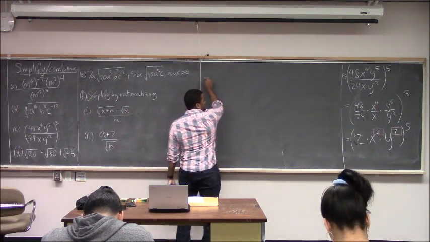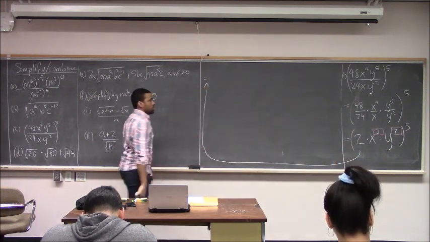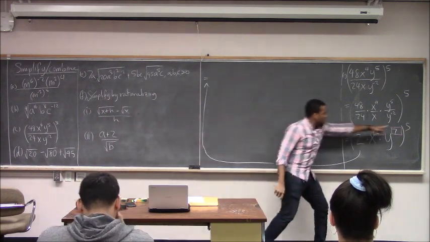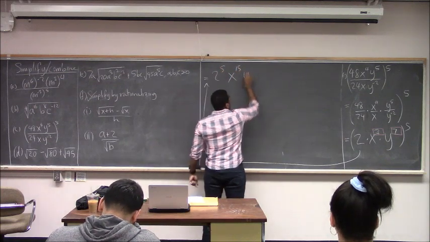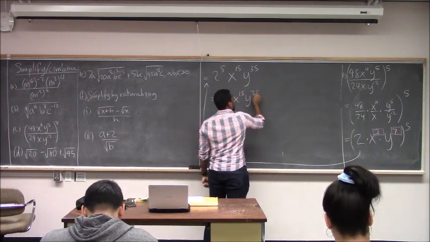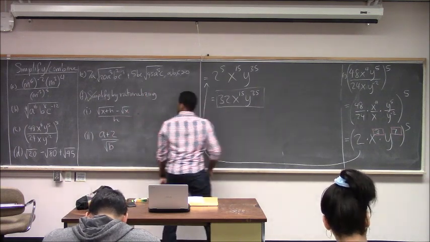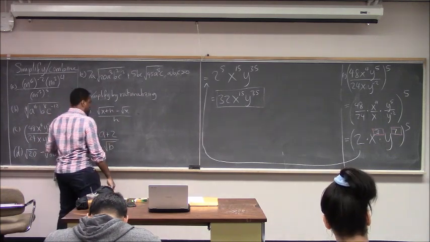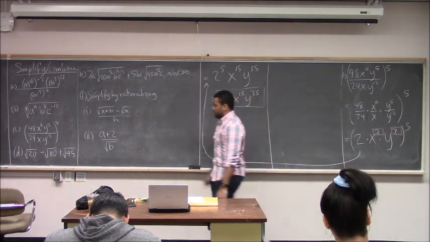So at this point, let's do this right here. So now what can we do? Now we can distribute this power across the product. So that just becomes 2 to the 5th, x to the 15, y to the 35. In other words, that's 32 x to the 15. With a much messier problem, you'd see the importance of doing it this way, but let's move on.